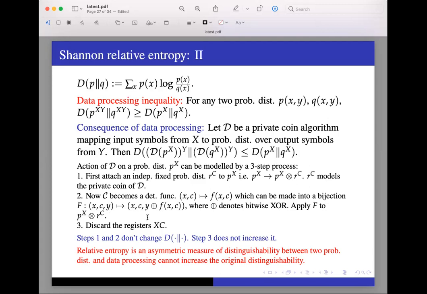Now after I apply capital F, I get the desired output. Remember, at the input of capital F, what do I have? I have the input X, I have the private coin C, and I have all zeros for the output register. After F is done, I'll get the function value in the output register, which is exactly what I want. The third step is just to discard the registers X and C. So any private coin algorithm can be modeled by this three-step process. Is this clear to everybody?